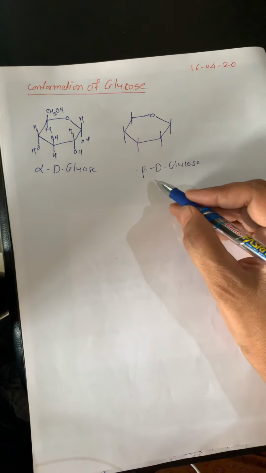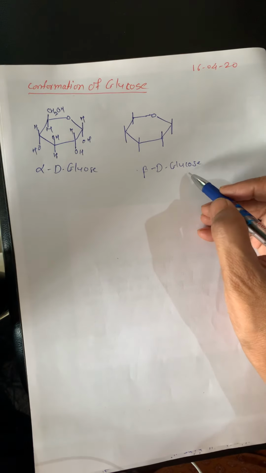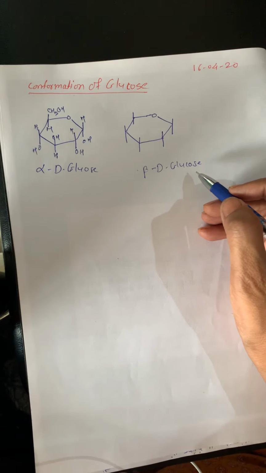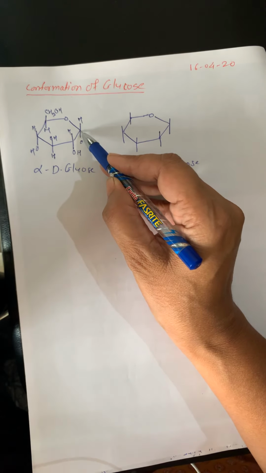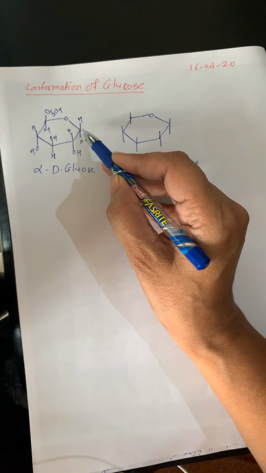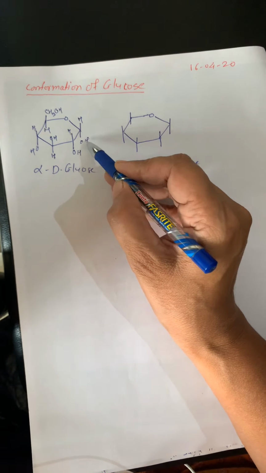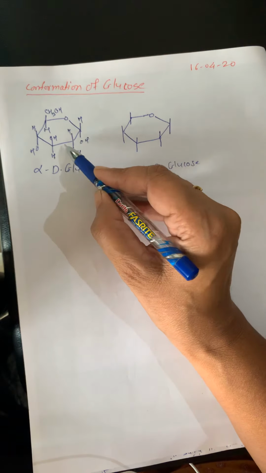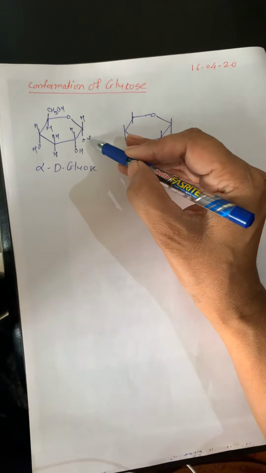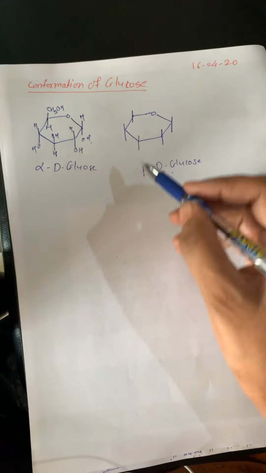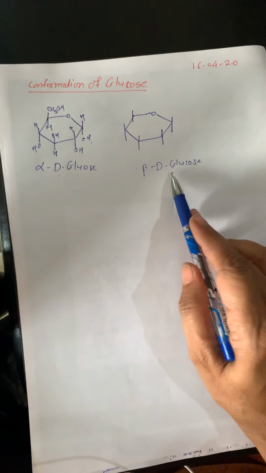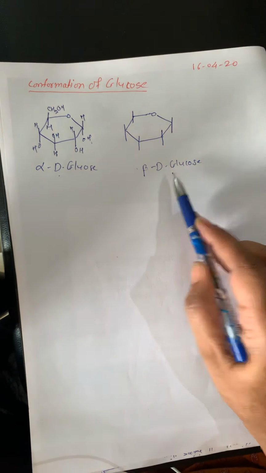Then beta glucose has the only difference around the first carbon atom. This is the first carbon atom. There is only a difference in the configuration, that is the arrangement of the atoms around the first carbon atom, and the remaining configuration is the same. That means in beta glucose, the OH is present on the above side and hydrogen is present on the below side. This is the only difference between alpha glucose and beta glucose. The remaining structure is the same.